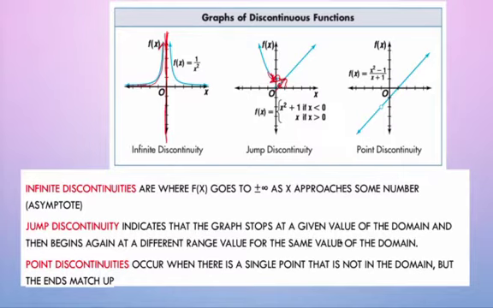And then point discontinuities occur when there's a single point that is not in the domain, but the ends match up. So you have a point here where the function is not defined, but it's defined on both sides, and the ends match up. That's called a limit. You would say that the limit as x approaches 1 from the left is equal to the limit as x approaches 1 from the right. You will talk about limits extensively in calculus.